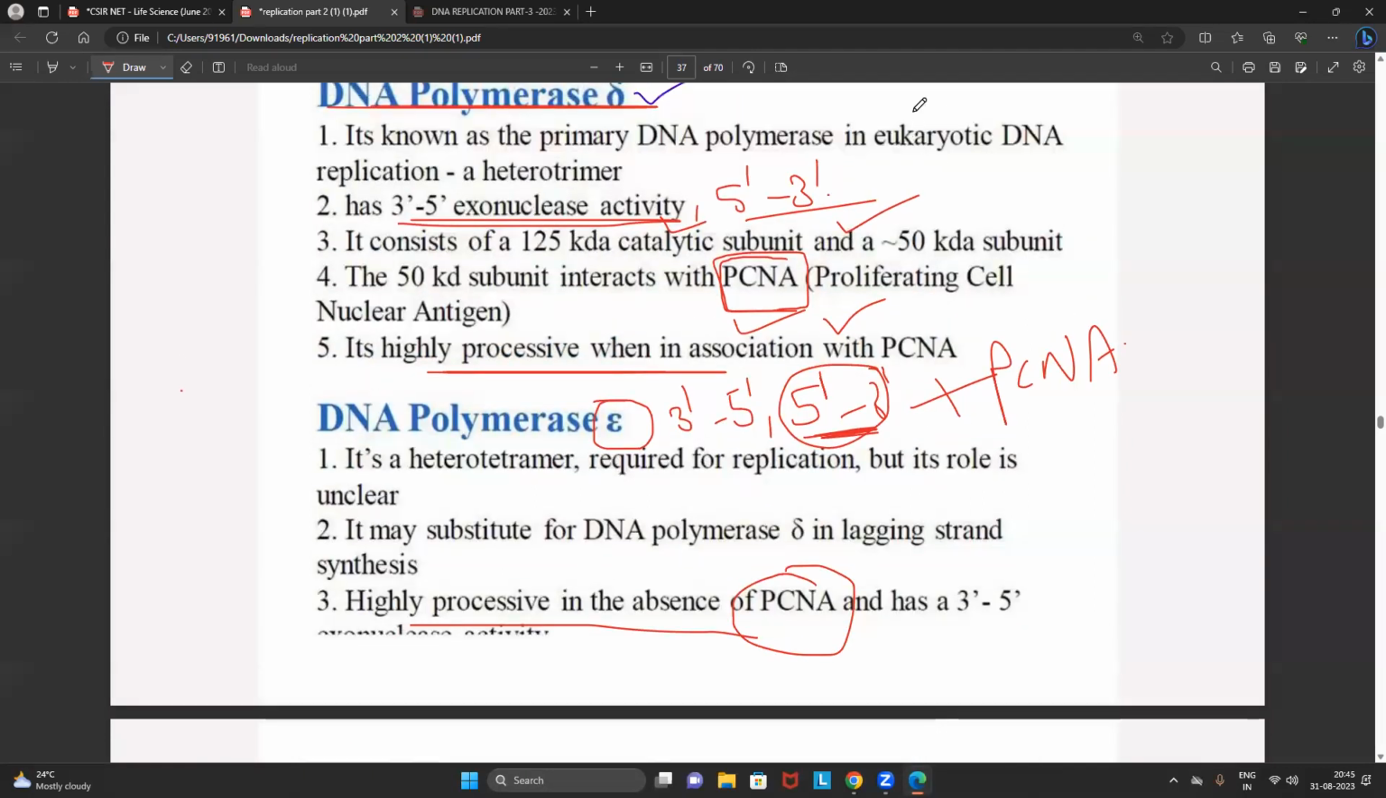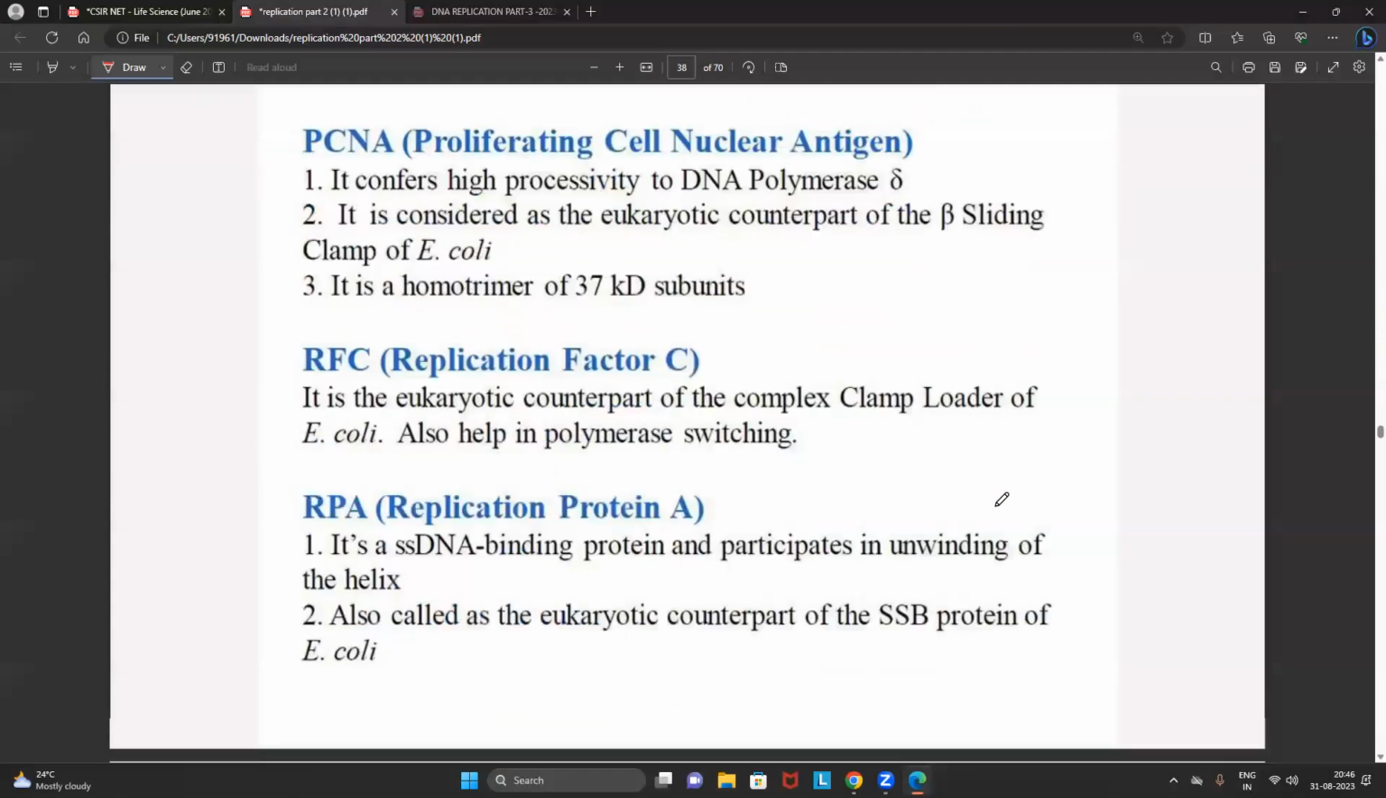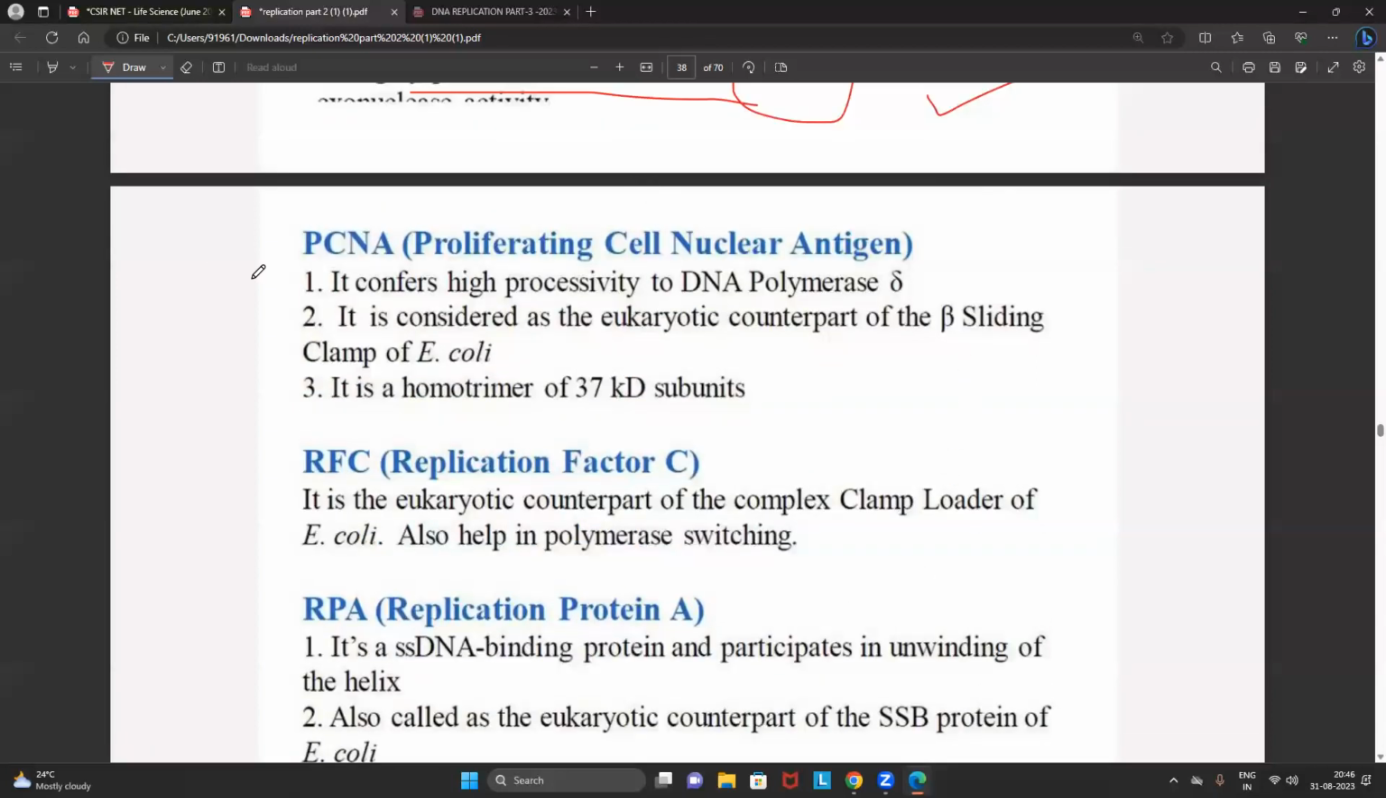Now the question is very clear. Sir, it is highly processive even in the absence of PCNA, then why don't we use this? The reason is that sometimes it synthesizes only the lagging strand, sometimes only the leading strand. So it can act as a substitute enzyme for delta. That's why I can't call this the major enzyme. It is always a substitute enzyme, even though it is highly processive. Always remember that. Now every student listen to my words. What is the function of PCNA? Whatever the function of the sliding clamp that will show in the E.